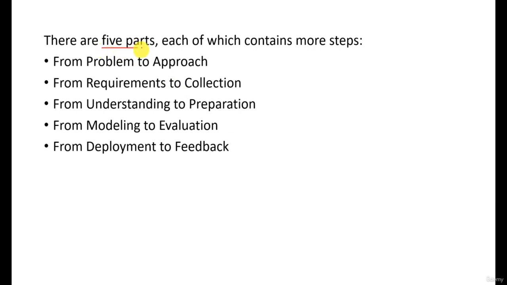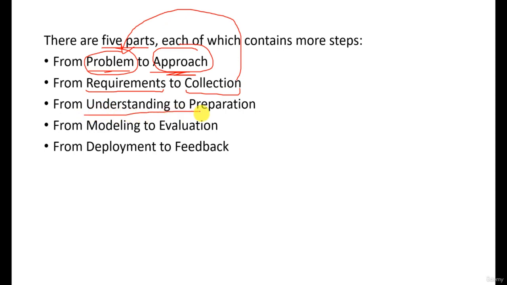Now it essentially contains 5 parts. First you find a problem and go to the approach, so you formulate a plan here. After that you perform data requirement and data collection, so you collect the data that will solve our problem. Relevant data should be collected here in order to solve the appropriate problem. Then we understand and prepare our data. Then we do modeling. Modeling here means using the data for our machine learning algorithm, and then we evaluate that model.